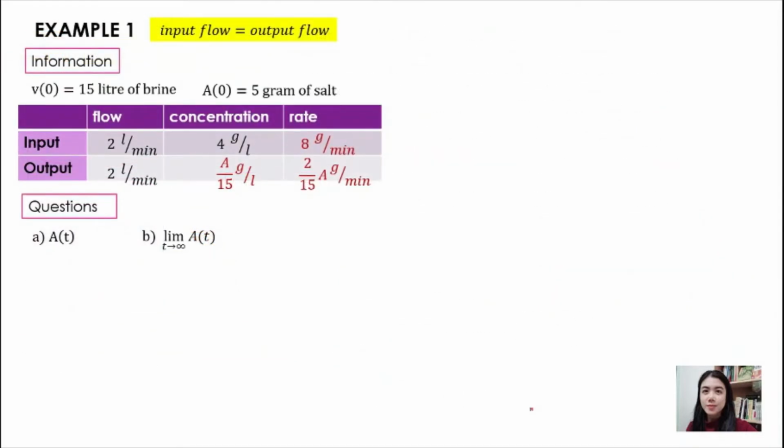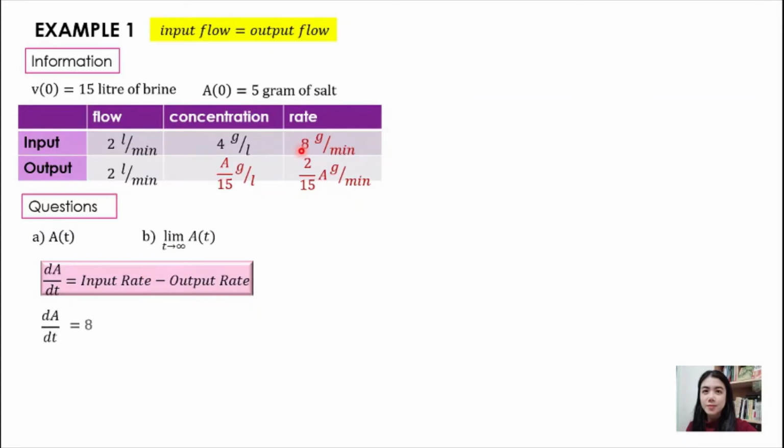Now solve this problem by using its differential equation. That is dA/dt equal to input rate minus output rate. So dA/dt equals 8 minus the output rate, that is 2 over 15 A. Rearrange this one, then you have the next line. Once we have the differential equation for the mixing problem, we don't need this table anymore, and we don't need the initial volume anymore.